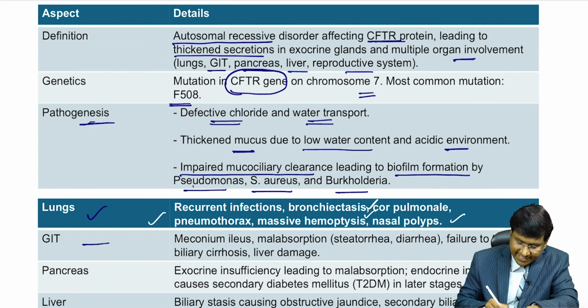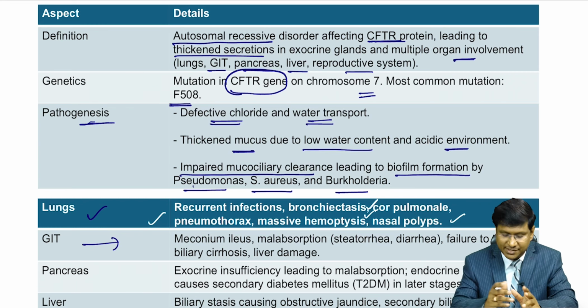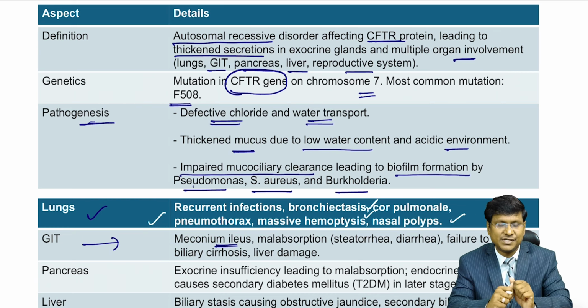Then followed by that, gastrointestinal abnormalities. The gastrointestinal abnormality that you observe in these patients is in the form of meconium ileus. So the presentation in children with cystic fibrosis will be in the form of meconium ileus, for which you need to give the gastrografin enema.